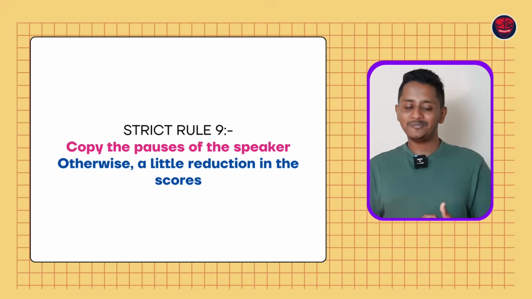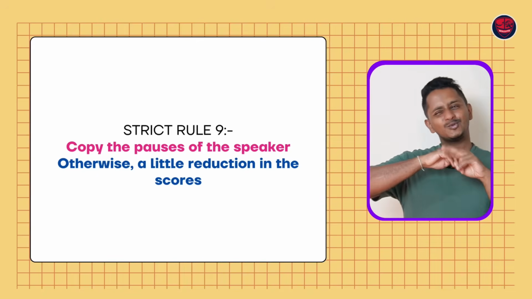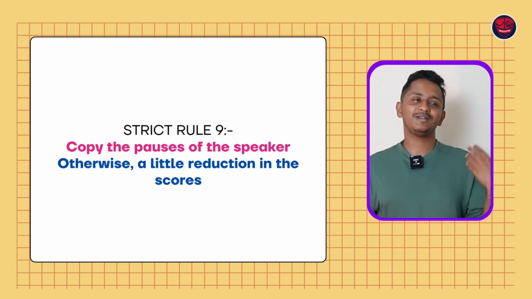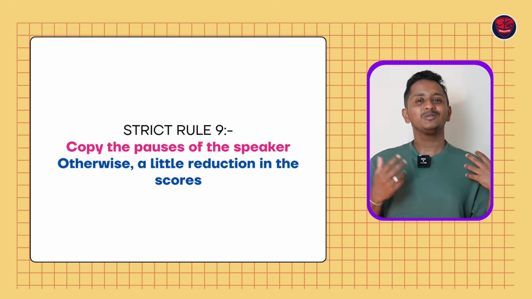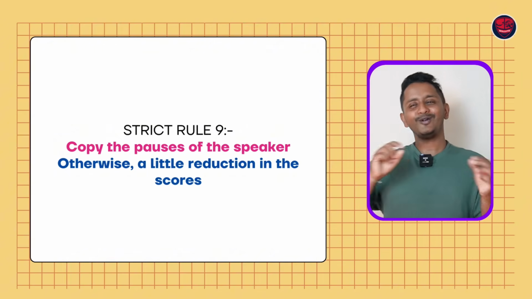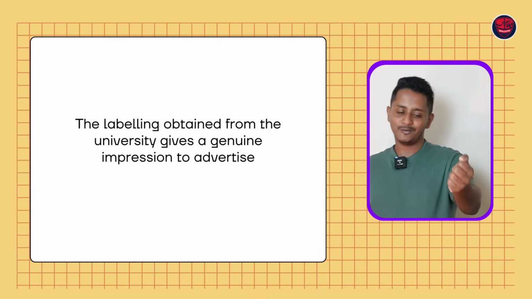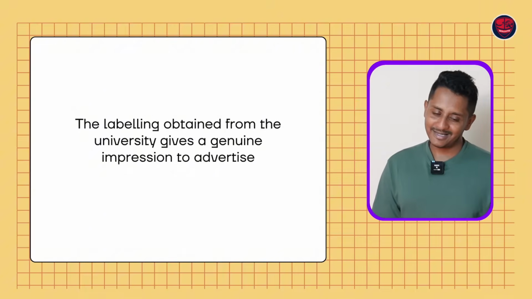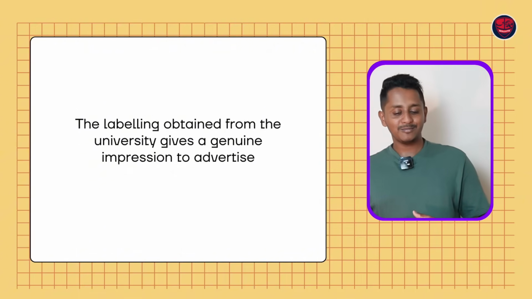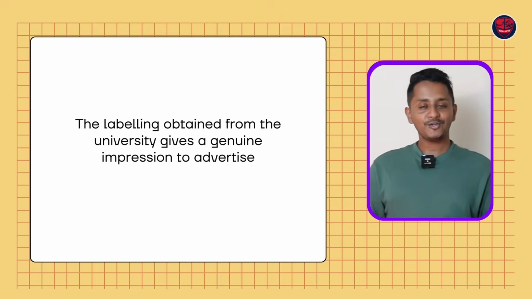The strict rule number 9 is copy the pauses of the speaker. This is not so mandatory, but let's say the speaker is giving a lot of pauses and you speak in a different way. Not entirely, but some marks will be reduced. For instance, if this is the question and the speaker speaks something like this, the labeling obtained from the university gives a genuine impression to advertise.